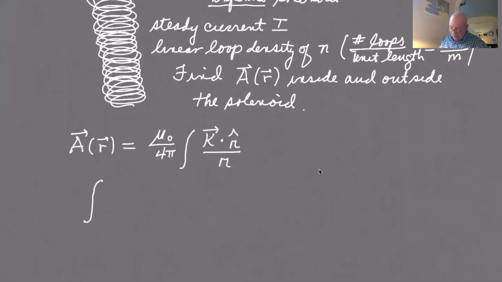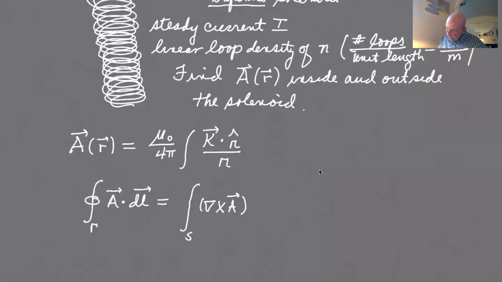Okay, so the way we do this is let's look now at the line integral of the vector potential around some closed path. And now by Stokes, we know that we can write this as del cross A dot dA. We recognize this as the magnetic field strength, and so this then becomes B dot dA.